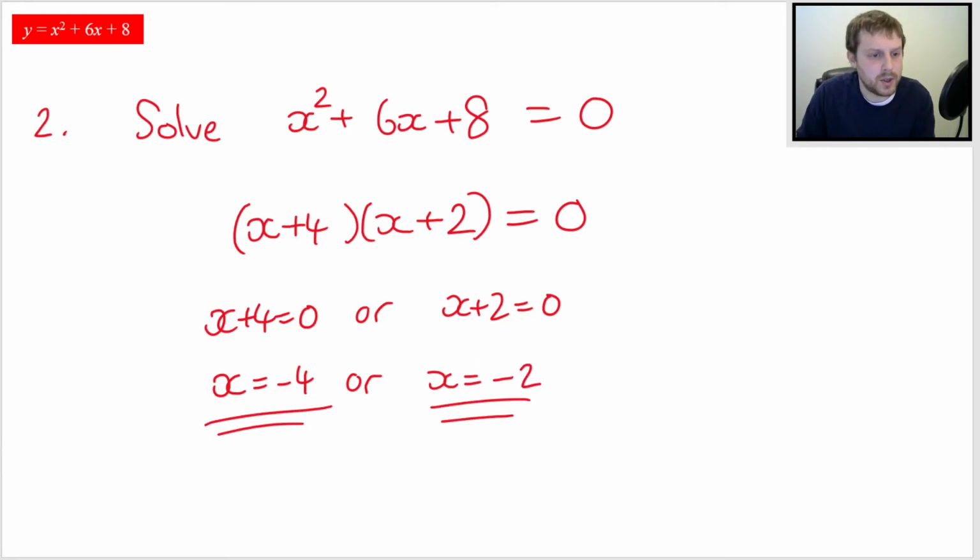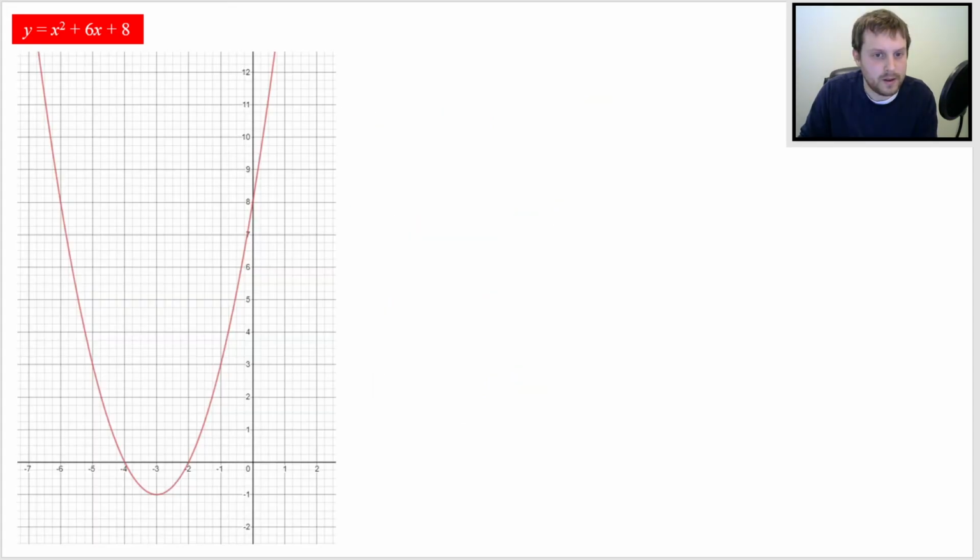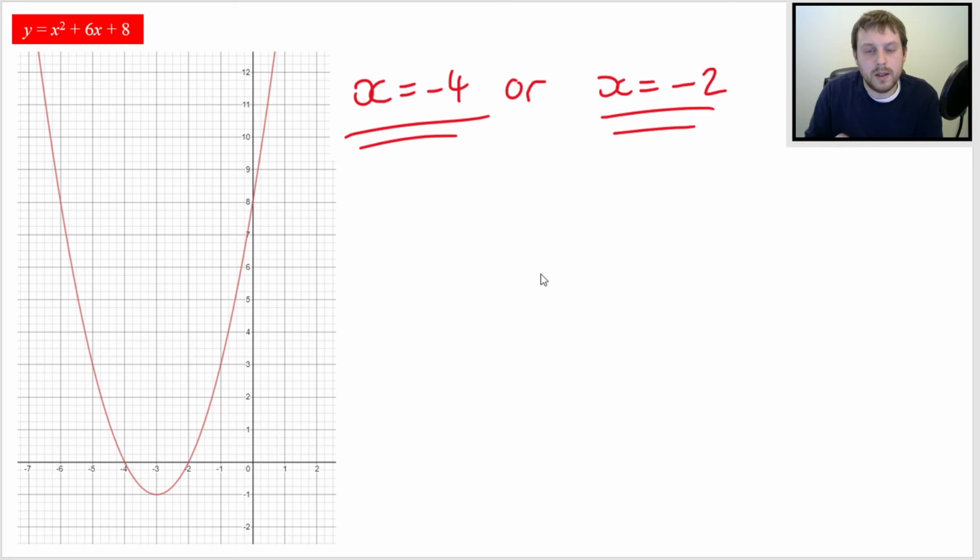Now let me show you how that manifests itself on the graph. It's plus 6 plus 8, so plus 6x plus 8 there, x squared plus 6x plus 8. So it crosses at 8 on the y-axis, so that's what we expect. And then we've got x is minus 4 there, and x is minus 2 there, and there you go, job done. Right, last one.